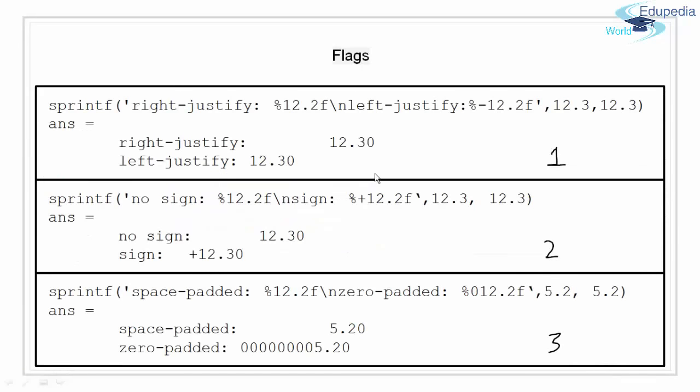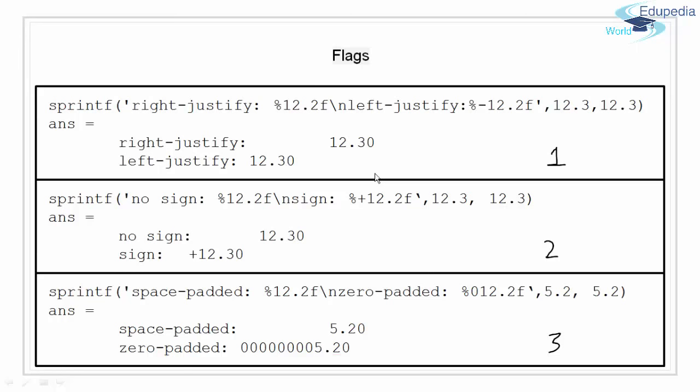Let us see some examples for flags. Example 1 demonstrates the right and left justification of the output. The default is right justification. So as you can see, the default is right justification, so 1230 is right justified automatically. To left justify, we use the minus sign.